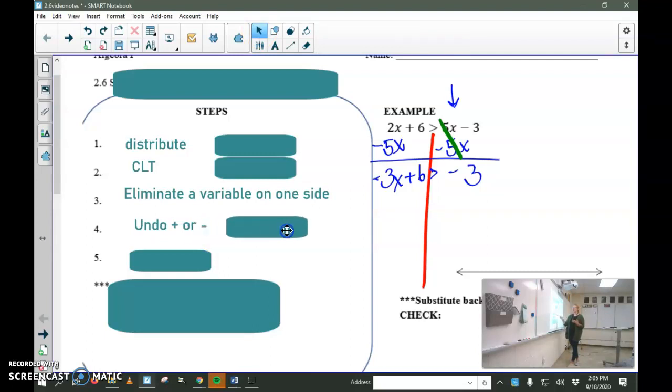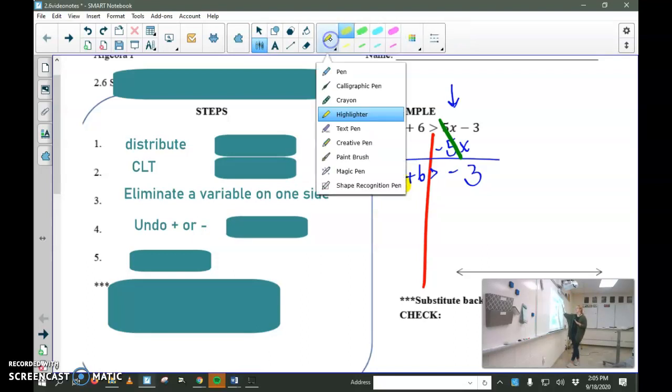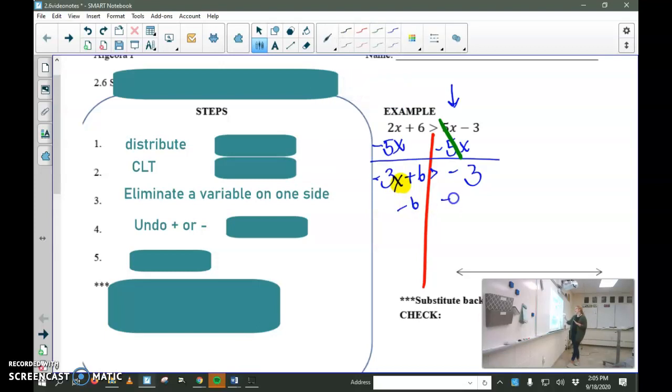My next step is typically to undo the addition or subtraction. So, in order to isolate this x, that's the goal, to get x by itself, I would subtract 6 on both sides. I have a negative 3x greater than negative 9.